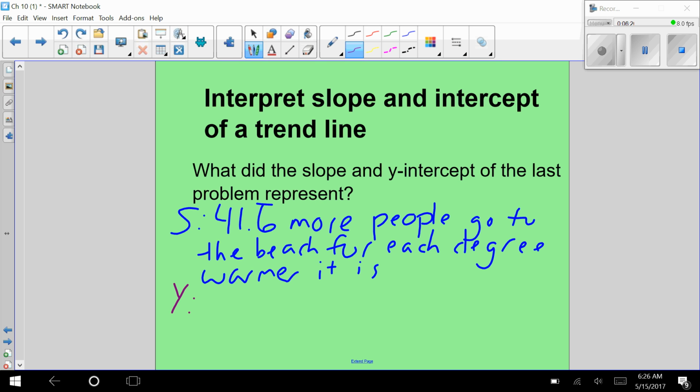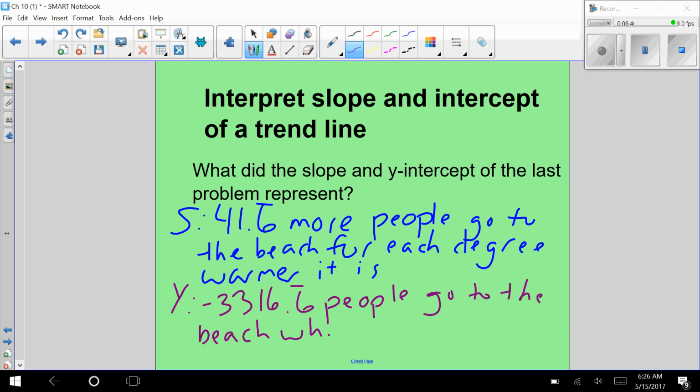And my y-intercept now. My y-intercept was about negative 3,316.6 repeating. So what that means is that that's the number of people that go to the beach when it is 0 degrees. Now realize that negative 3,000 people cannot go to the beach, but that's just what it means. That's how we would interpret it.